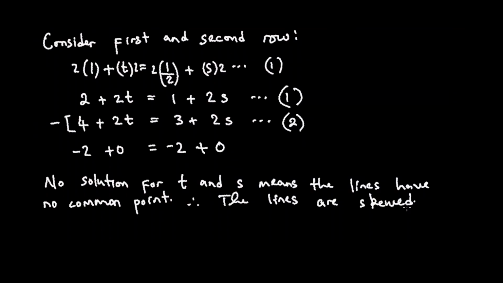So I hope for the 4 examples we did, you now have a fair chance of understanding what we mean by intersecting lines.